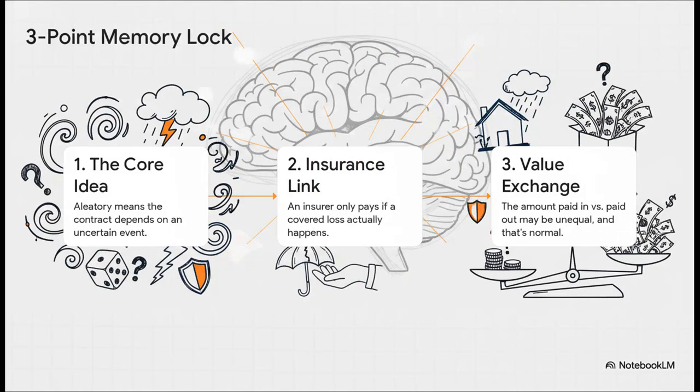Okay, so let's lock this in before we finish. This is your 3-point memory lock. Get this down and you're golden. Number 1, aleatory means it all depends on an uncertain event. Simple. Number 2, for insurance, this means the company only pays out if a loss actually happens. And number 3, the value, what you pay in versus what they might pay out, can be totally unequal. And that's okay. That's just how it works.